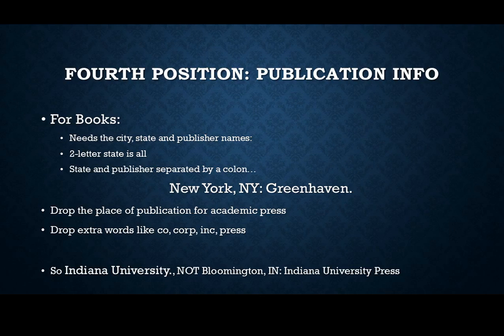Next comes the publication information. For a book, you will need to find the city, state, and the name of the publisher. You will write out the name of the city, place a comma, abbreviate the name of the state, place a colon, and then write out the name of the publisher. If the publisher is an academic press, you can drop the city and state. If the publisher name includes an extra word like company, corp, inc, or press on the end, you can drop that extra word.